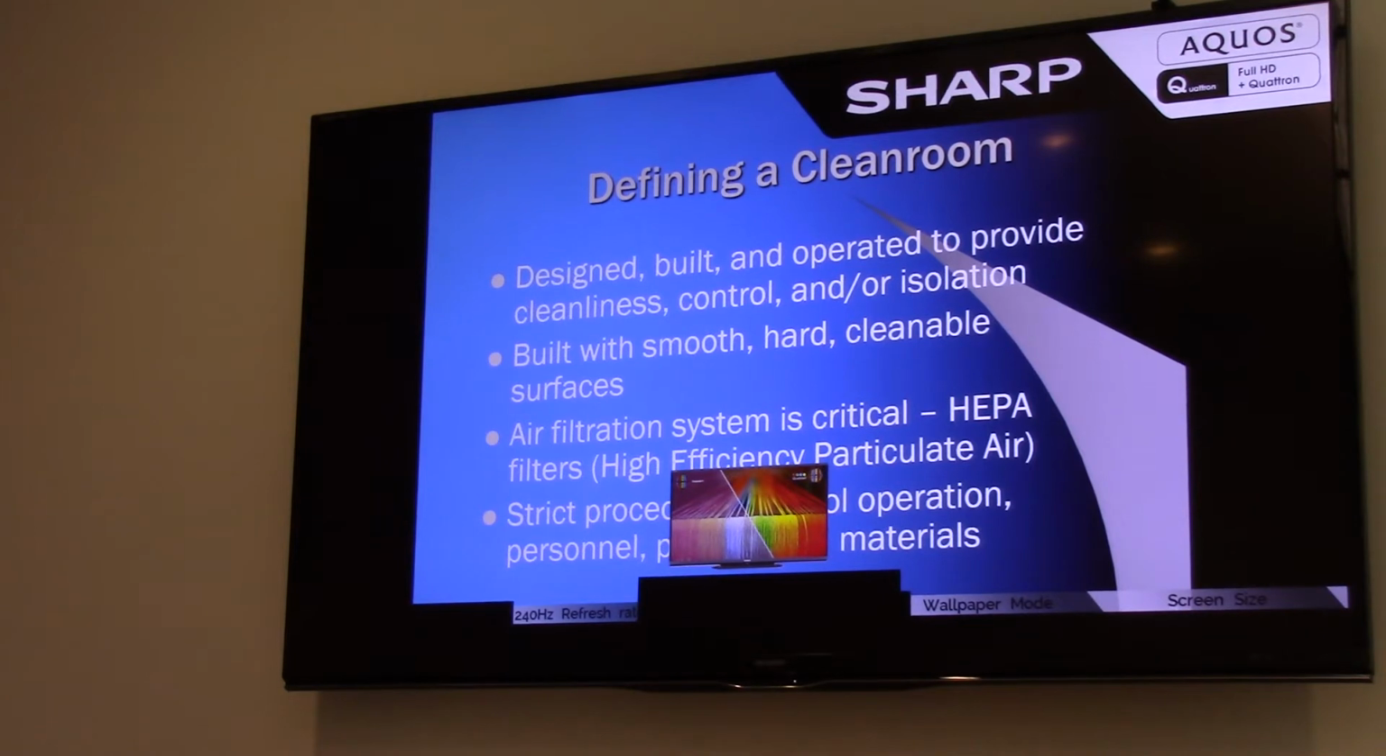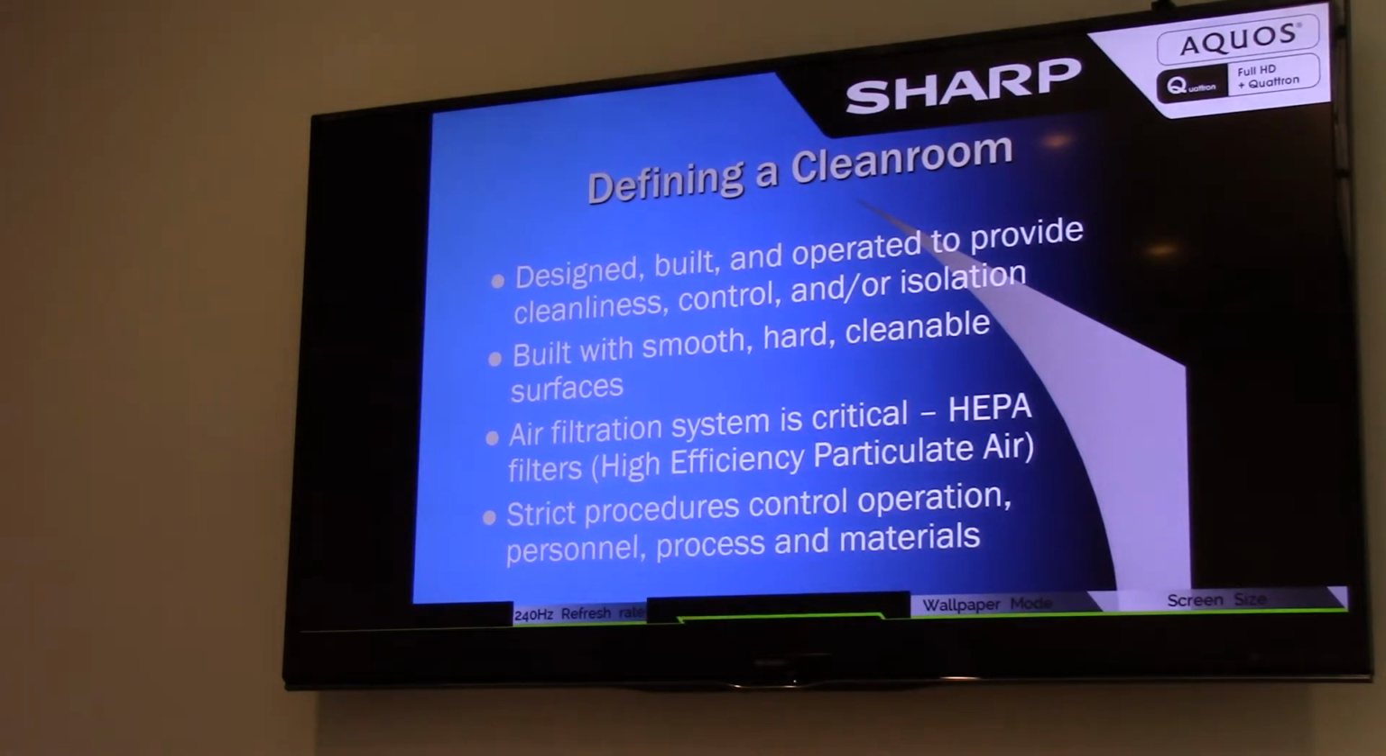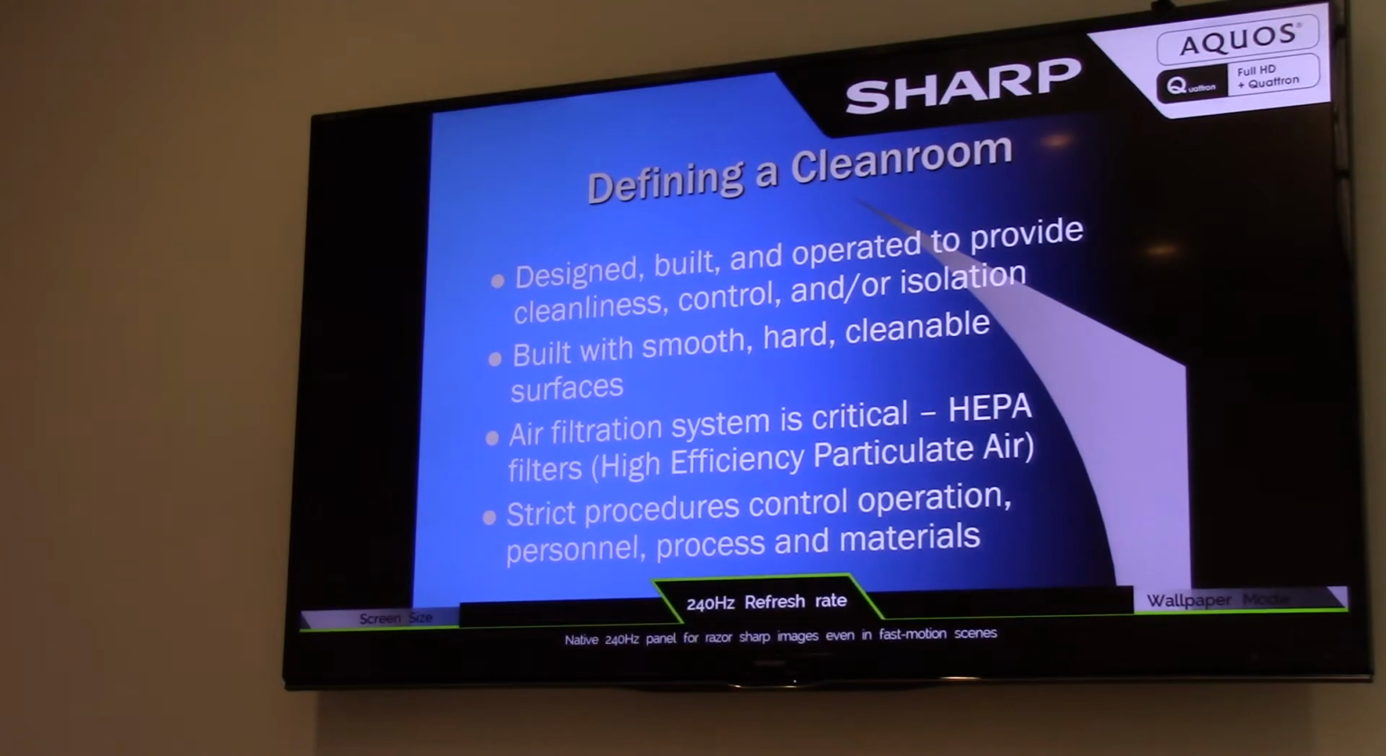So defining a clean room: designed, built, and operated to provide cleanliness, control, and/or isolation. Built with smooth, hard, cleanable surfaces, which you'll see when you look through the windows of the clean room. Right now, I don't think we can enter the clean room, right, Steve?